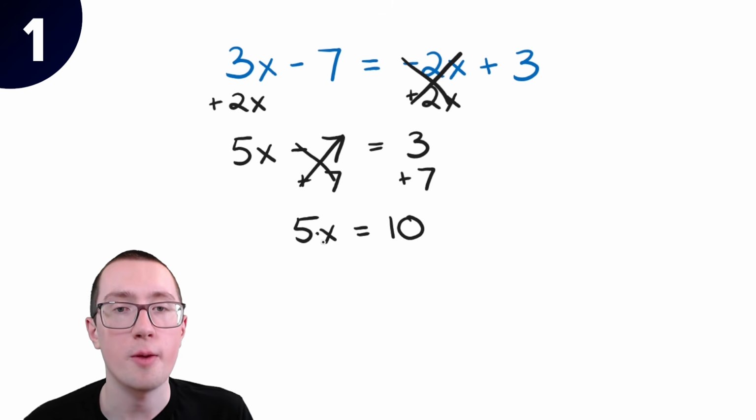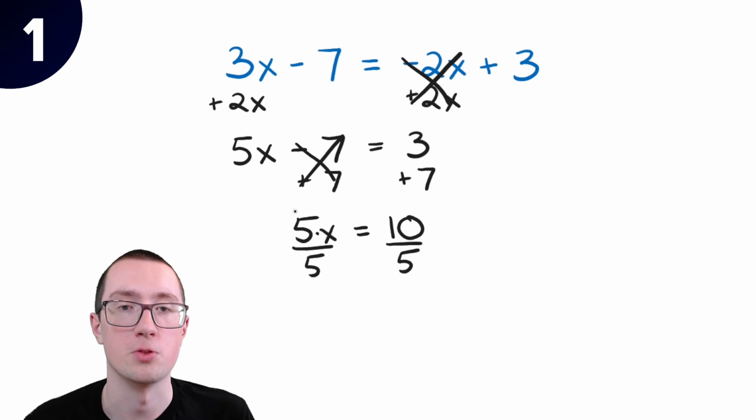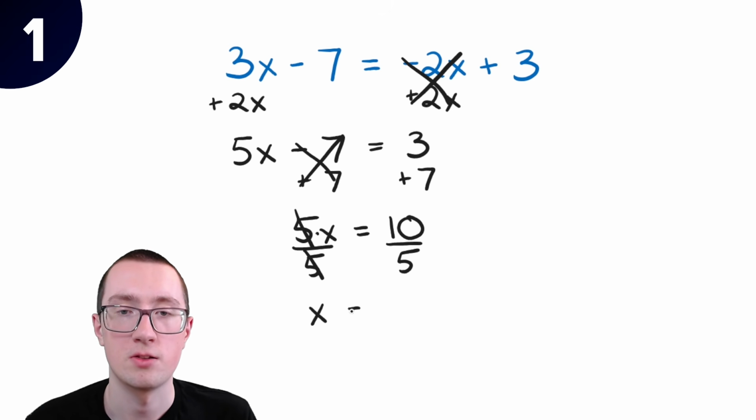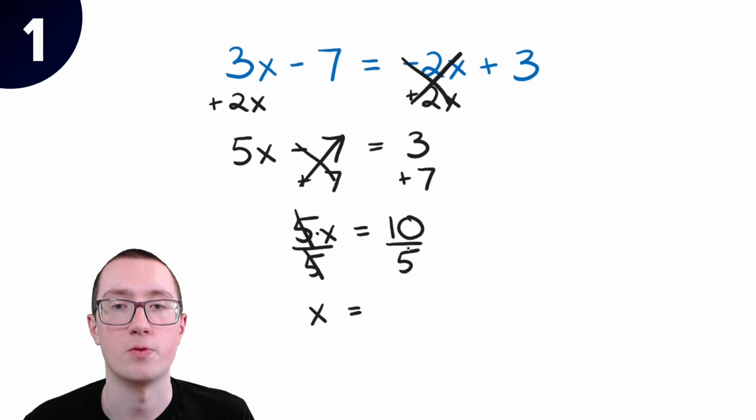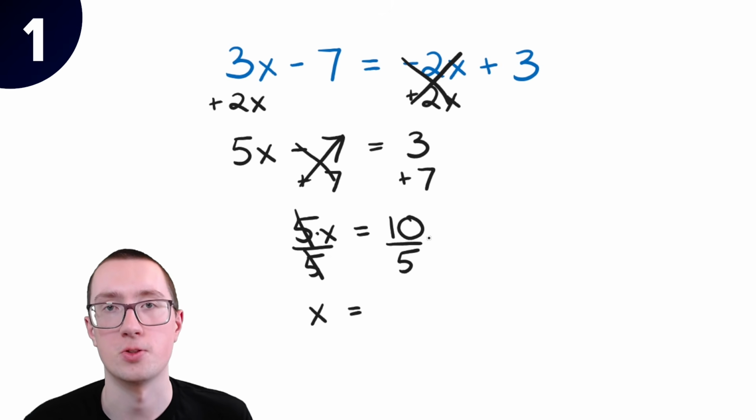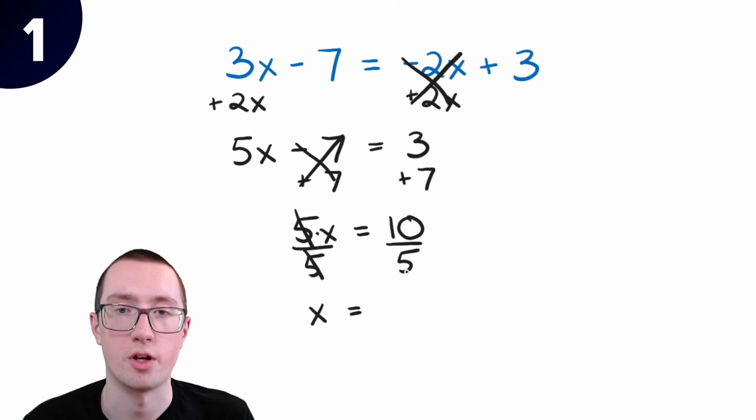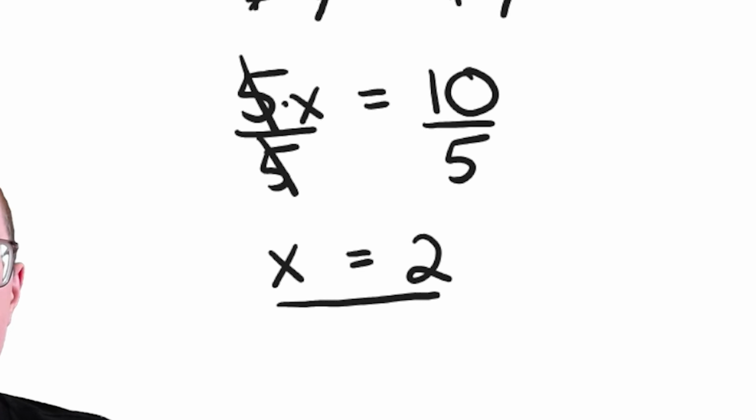So we need to do the opposite of multiplication, which is division, to get x by itself. So the 5's cancel out. On the left side, we just have the letter x. And on the right side, we have 10 divided by 5. Remember that fractions are the same thing as division. So 10 divided by 5 is 2. And that means that our answer is x is equal to 2.